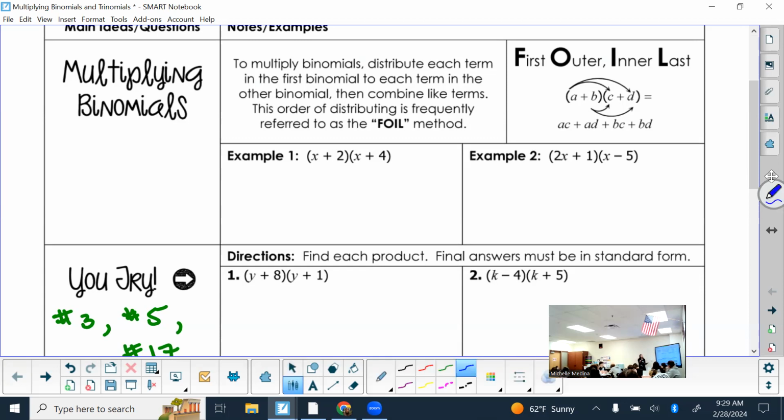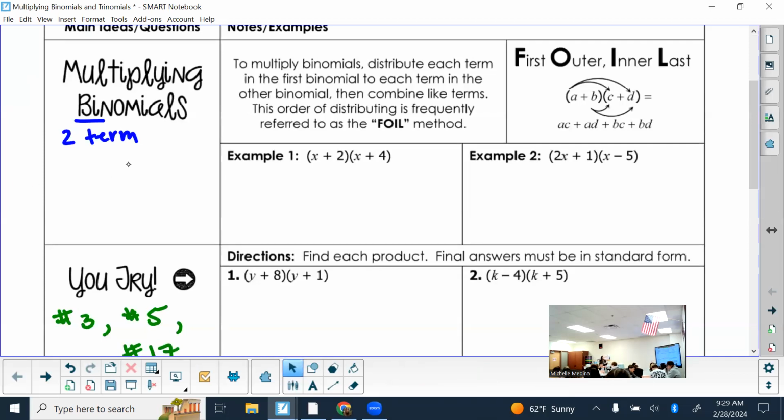The skill that I need you to leave with is multiplying binomials. Do you guys know what binomials are? What are they? What does the prefix bi mean? 2. And then binomials are going to be 2-term expressions. If you want to fill that in. So that's like our main skill.